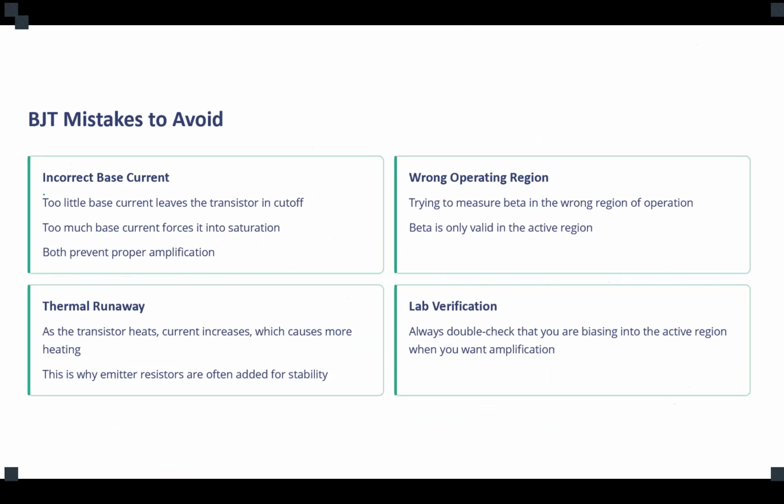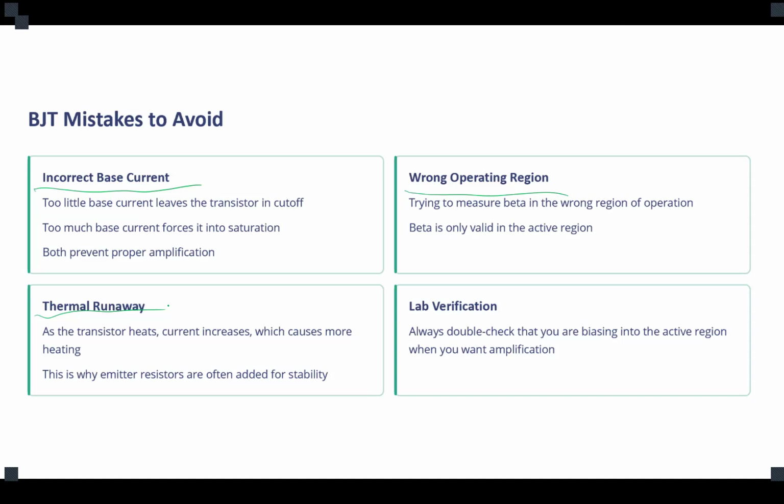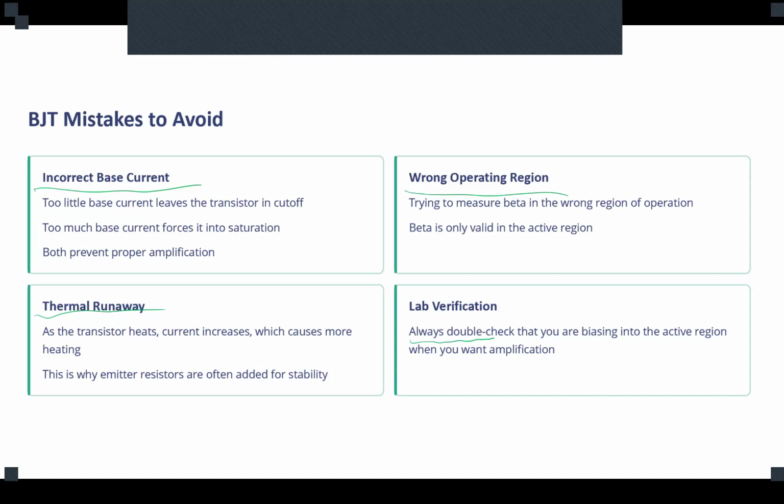Okay, BJT mistakes. Incorrect base current is a very common mistake. Wrong operation region, when you don't bias your BJT properly, is another common mistake. Thermal runaway, as we said, an increase in the temperature would affect both the resistance that you have in your circuit and the BJT itself. And lab verification, which I encourage you to always double check the biasing to make sure you are still in the active region. Are we good?